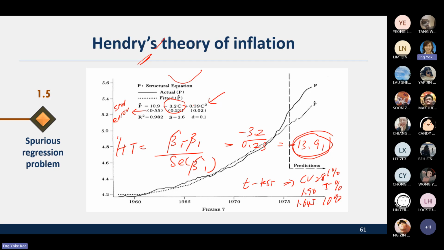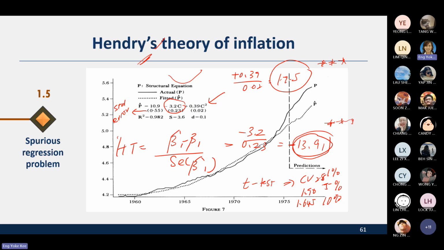Same thing with this one, positive 0.39 divided by 0.02. What do you get? Let's see. 0.39 divided by 0.02, you get 19.5, right? It's also a highly significant result. So reject at 1%.